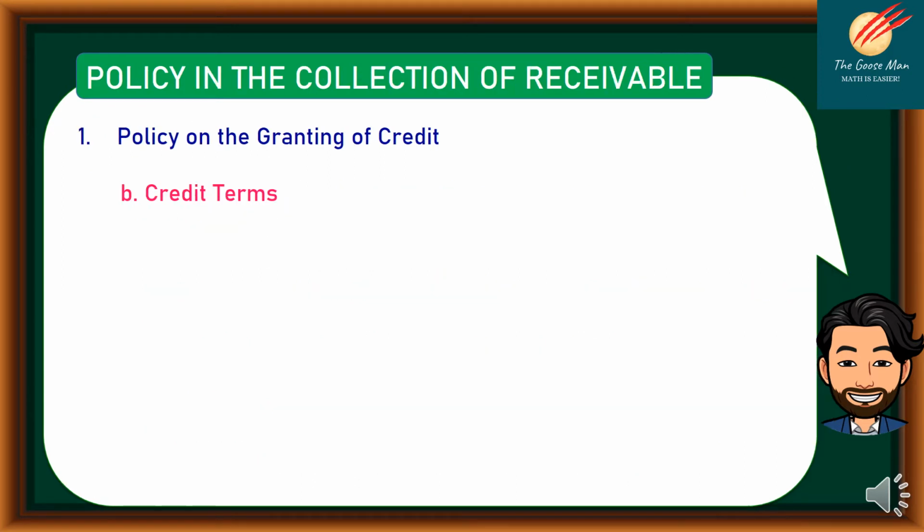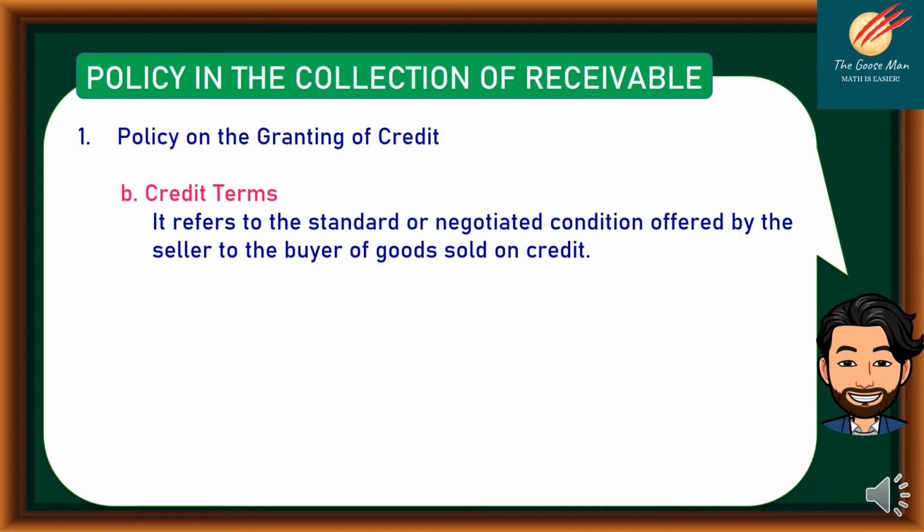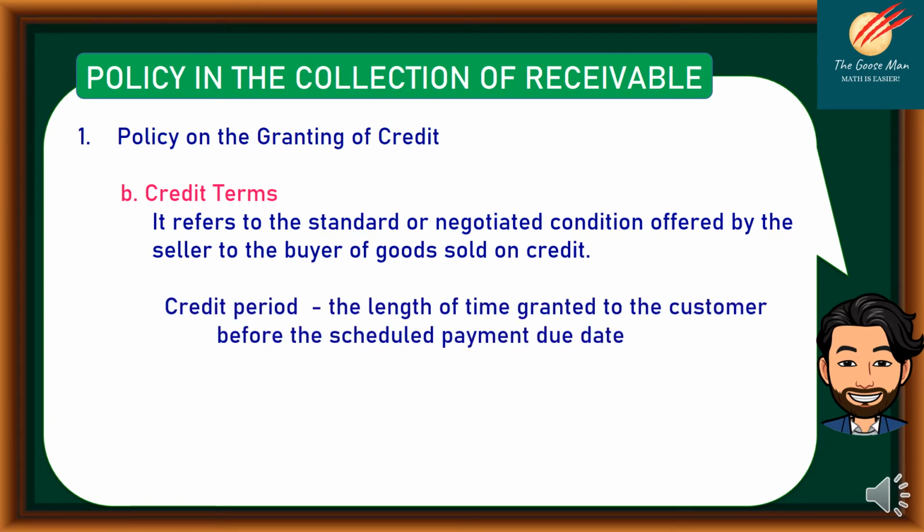Again, talking about the policy on the granting of credit, in terms of the credit terms, it refers to the standard or negotiated condition offered by the seller to the buyer of goods sold on credit. We are looking into three. The first of which is the credit period. This is the length of time granted to the customer before the scheduled payment due date.